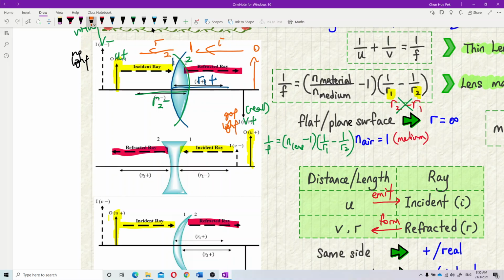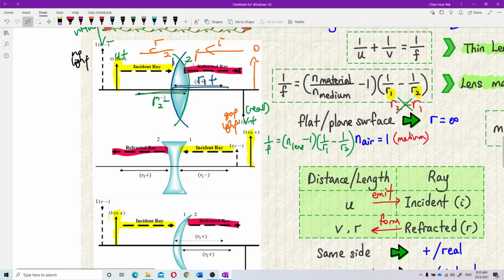So actually it depends on where the object is. So this one will be the first surface, and this one second surface. And this is the first surface, and this is the second surface. Which one is the first surface and which one is the second surface all depends on the position of the object. If you put the object at the left hand side, then the left hand side surface is the first surface. If you put the object at the right hand side, then the right hand side surface is the first surface.